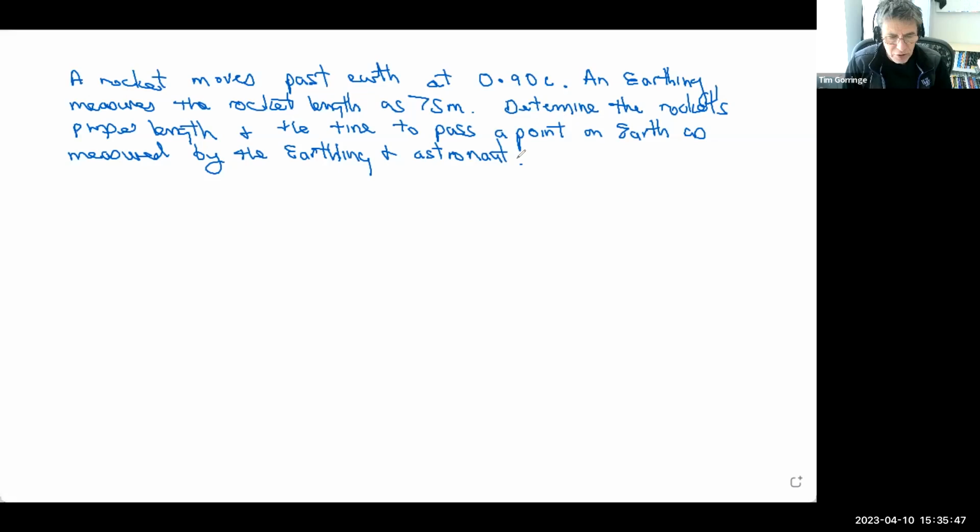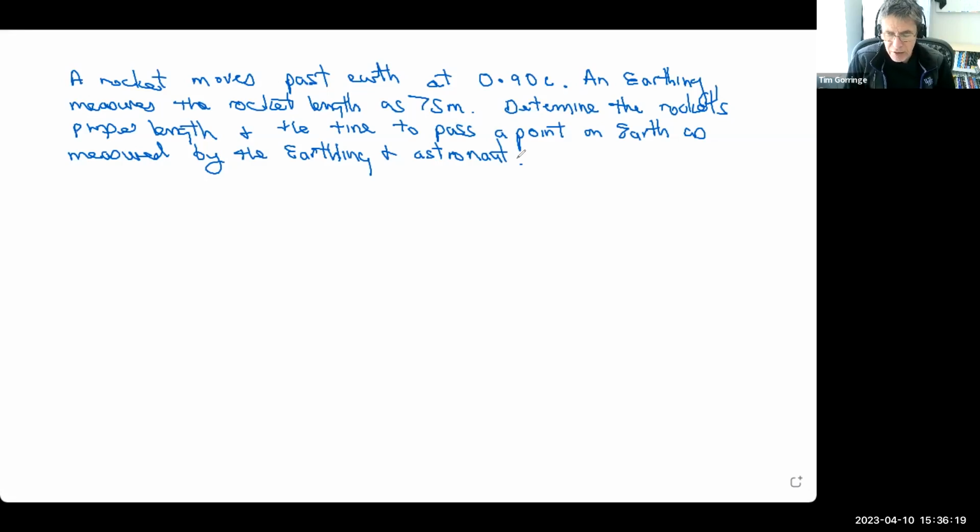Well, to answer those questions, let's start with who sees proper length and who sees contracted length. The astronaut is sitting inside the rocket, in the rocket reference frame. The astronaut sees the proper length of the rocket. It's the Earthling, who sees the rocket moving, who sees the contracted length of the rocket. So that's the proper length and the contracted length.